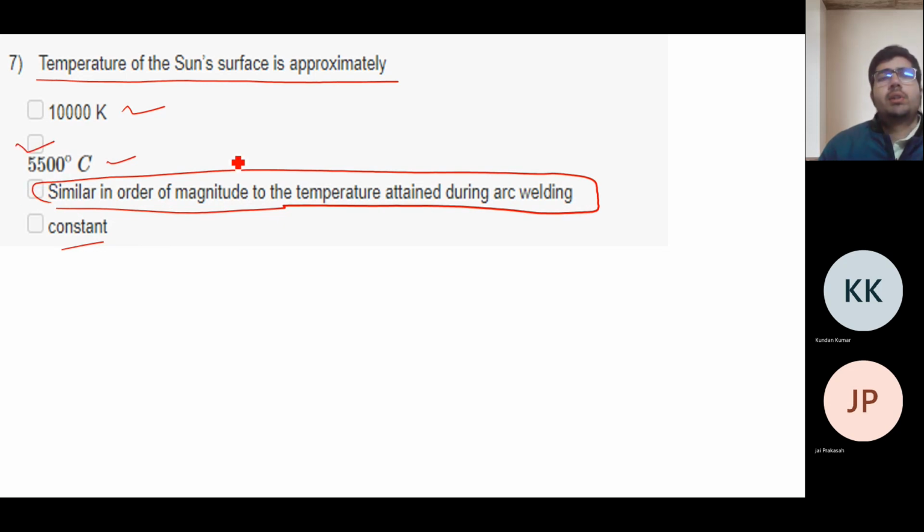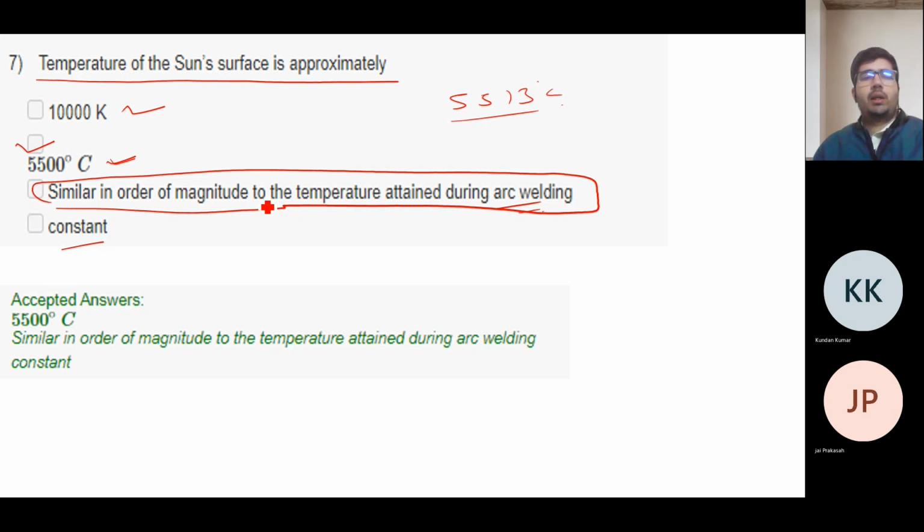This is correct because it's around 5,500 degrees centigrade, I think. So it's around correct. 500 degrees centigrade is correct, and when we are doing arc welding, the temperature at the particular points is also similar to this. So the correct options are 500 degrees centigrade, similar in order of magnitude to the temperature attained during arc welding, and constant.